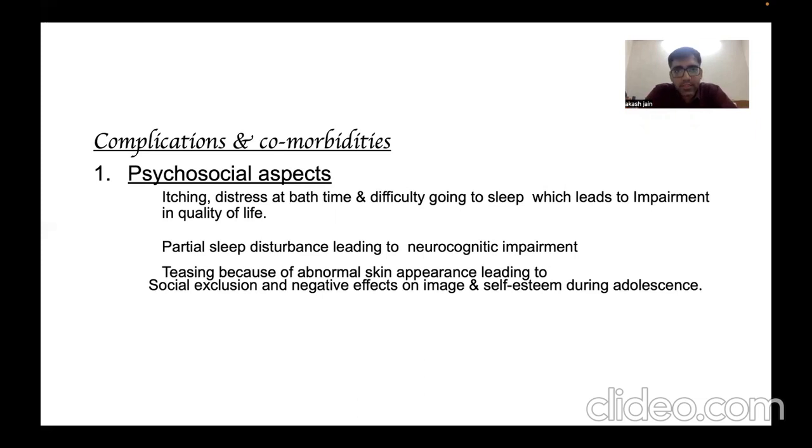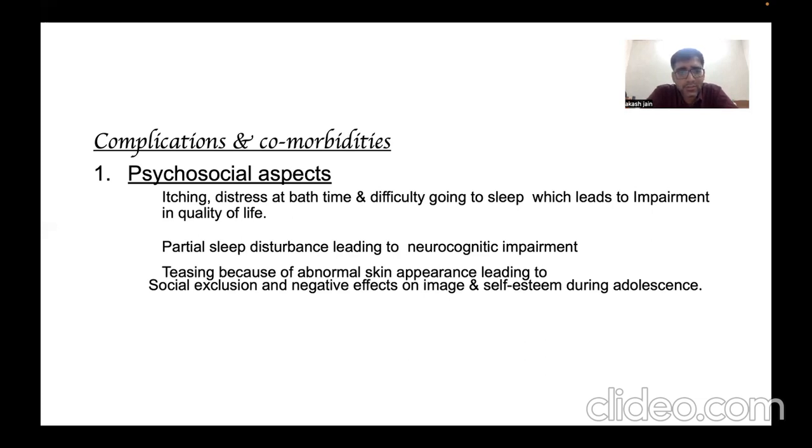So the next topic is complications and comorbidities. The first one is psychosocial aspects. Itching, distress at bath time, severe dryness, and difficulty going to sleep can lead to impairment in the quality of life. Patient sleep disturbance leads to neurocognitive impairment.